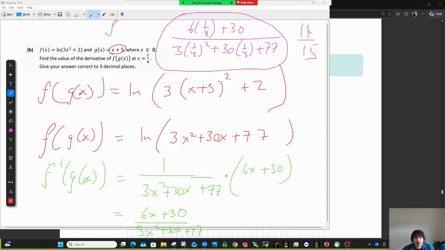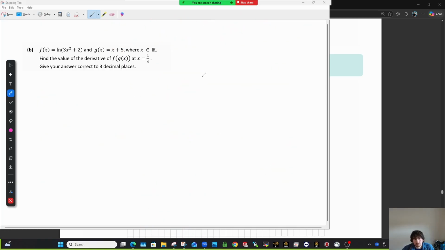And what's that equal to? That's equal to f dash g of x. Great. It's equal to the derivative of f when g of x is put in for its x value. Cool.